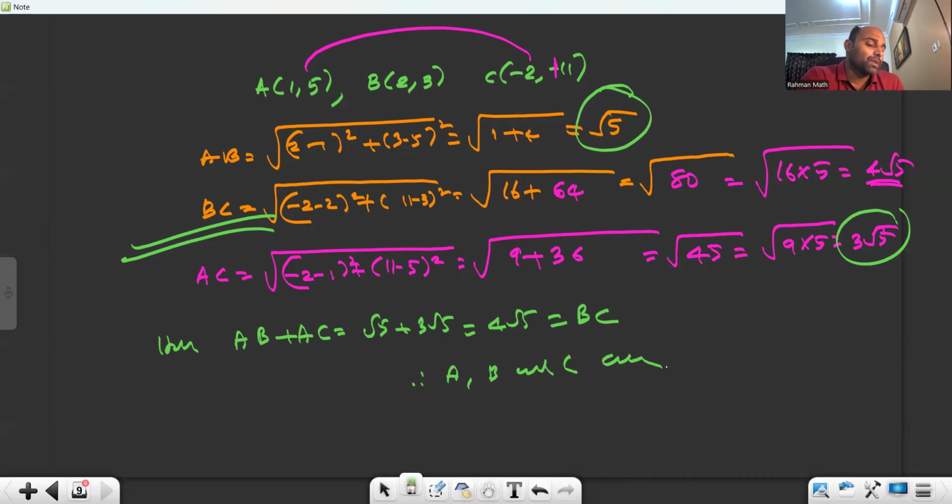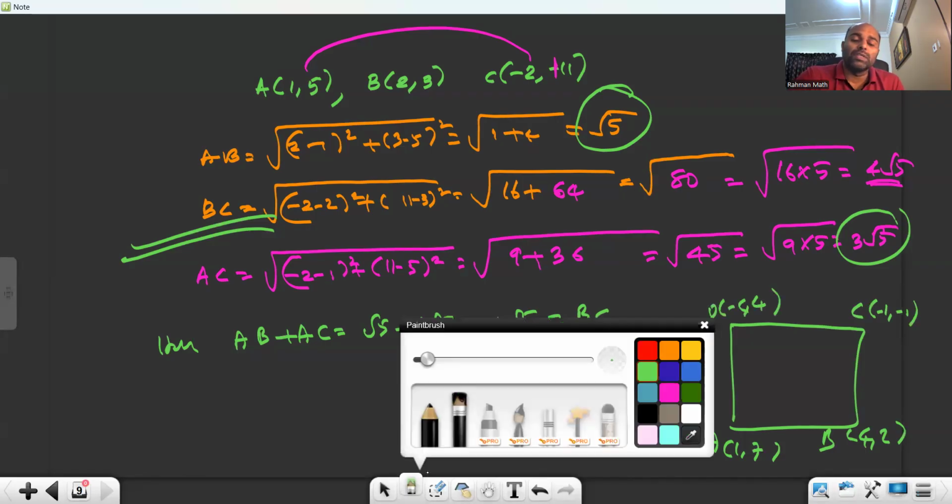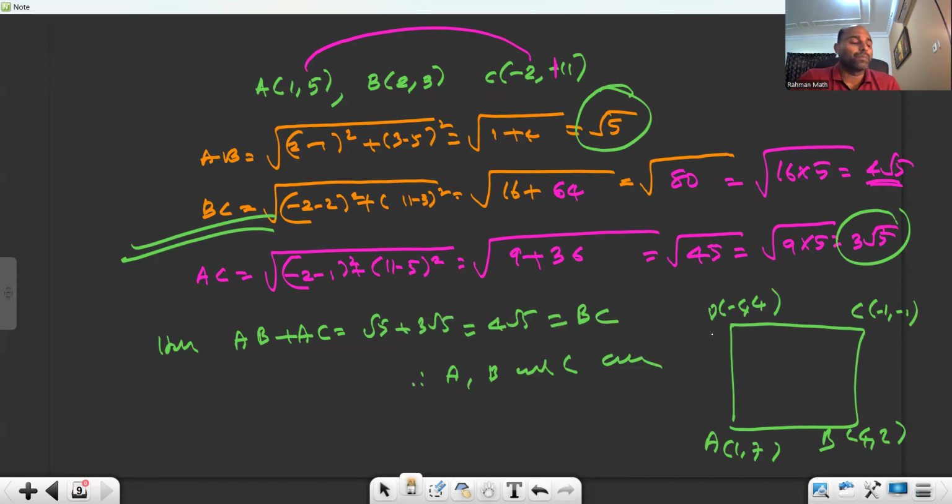Third question, all of you listen. You draw a diagram, then place the points A (17, 42), B (-1, -1), and (-4, 4). You want to prove it is a square. That is the hint you can write. The question number three is a square.